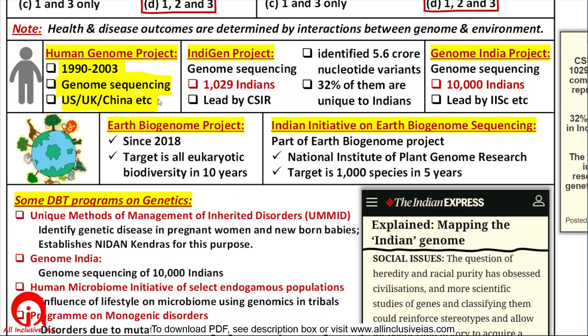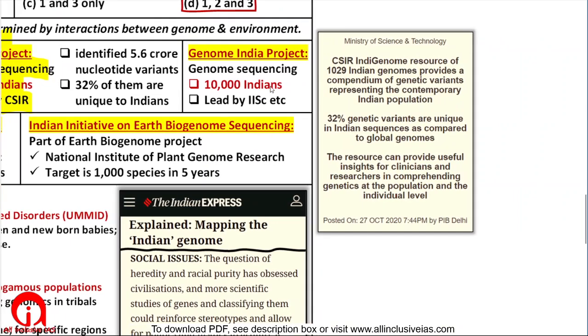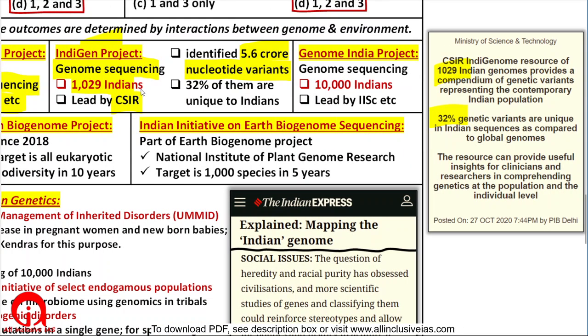Now India has launched its own project, the IndiGen project. IndiGen project is by CSIR. It has done the genome sequencing of 1029 Indians. It is not 1008. It is 1029 Indians. It has found 5.6 crore nucleotide variants, and 32% of these variants are unique to Indians. Now this is about 1029 Indians.